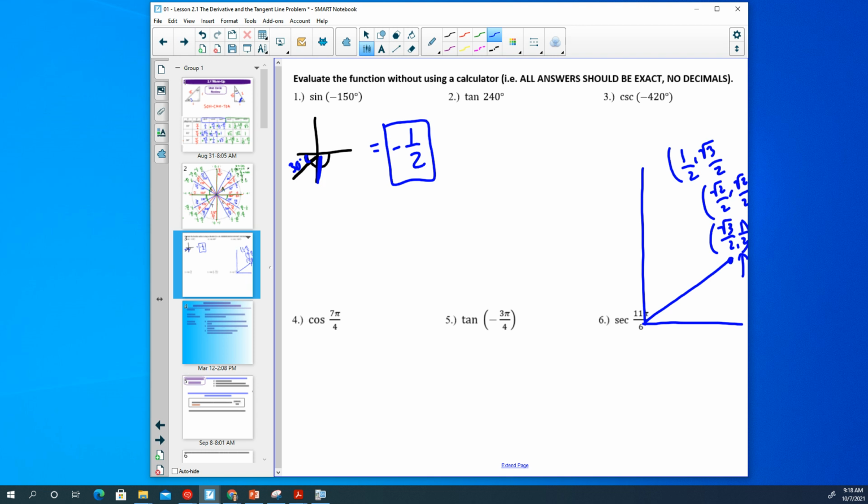Tangent of 240. All right, I'm picturing, so that's 180 plus 60 more, so it's not quite to 270, but this is really my 60 degree angle down here in quadrant 3. Okay, 60 degrees is this one. Now, tangent is y over x, so I'm thinking I have to do the square root of 3 over 2 divided by 1/2, and this is me using my unit circle.